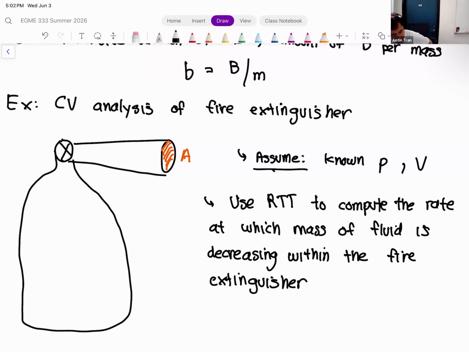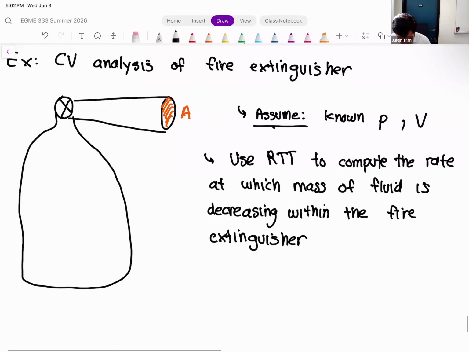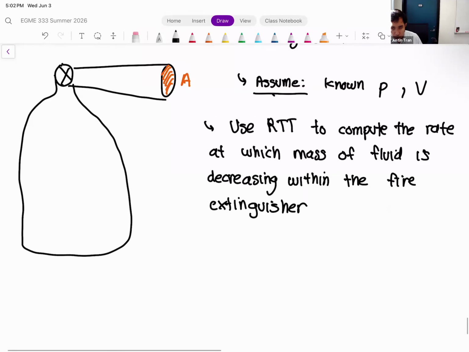Okay. All right, so let's go ahead and do our analysis. The first step, whenever you do any kind of Reynolds transport theorem analysis or any control volume analysis, is you need to draw your control volume.